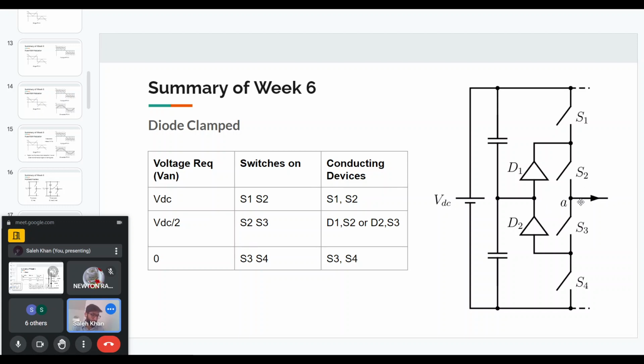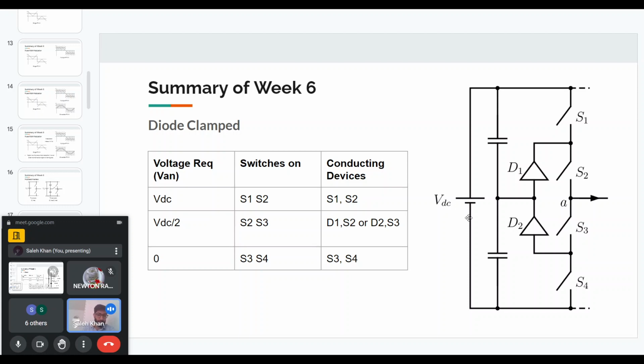If the current direction is positive, flowing out of the terminal A into the load, then D1 and S2 will conduct. You can see the current will flow positive. The diode can only allow positive current, and it will conduct from D1 to S2. So D2 and S3 will not conduct if the current is positive. If the current is negative, that means it is flowing into the A terminal, then S3 and D2 will conduct.